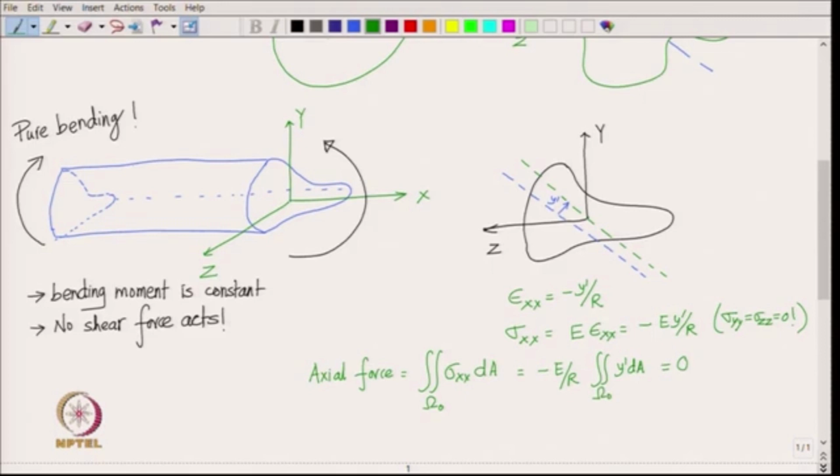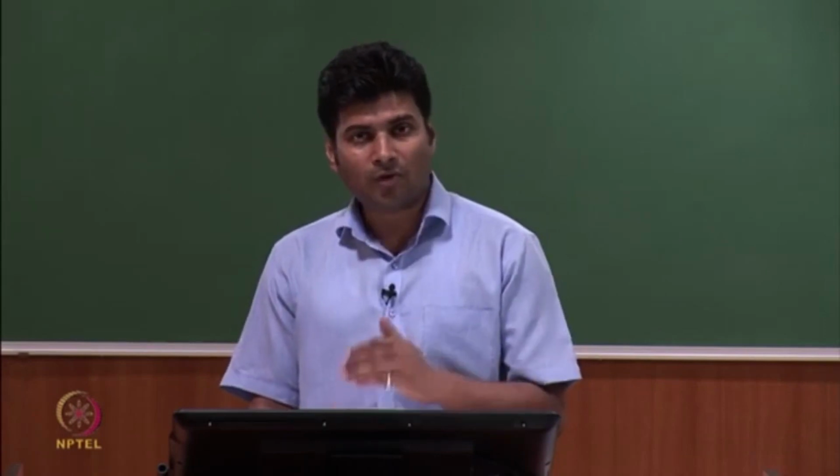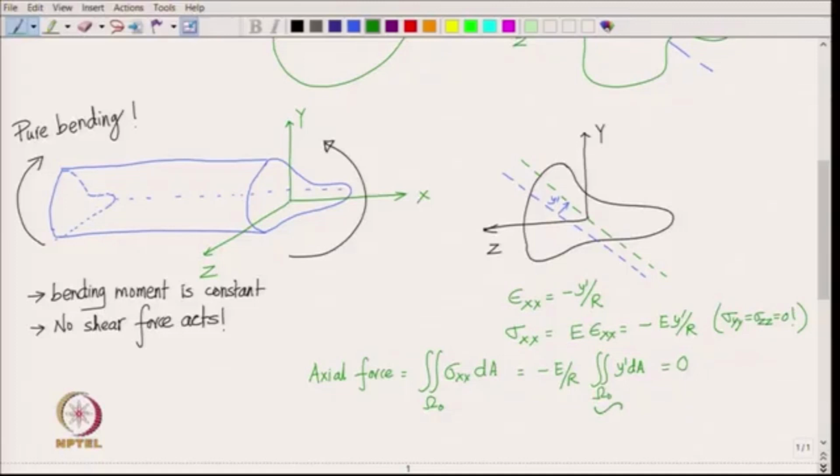So, what does this mean? You see y prime dA. We are measuring the first moment of the cross section from the neutral axis. So, this quantity is the first moment from the neutral axis, and since this is 0, that means the neutral axis has to pass through the centroid of the cross section.